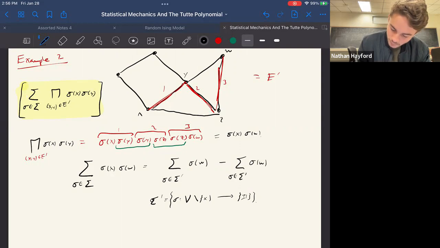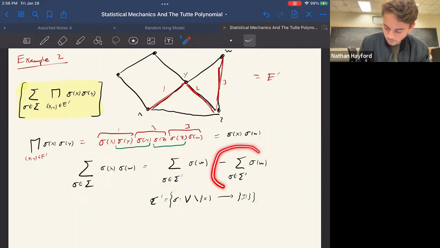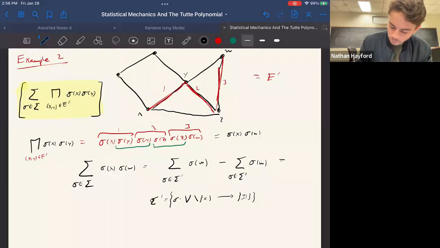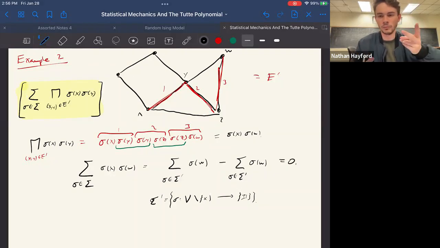So sigma of w minus the sum over sigma in sigma prime of sigma of w. So this comes from all of the elements of sigma which have sigma of x is plus 1, and this comes from all the elements of sigma which have sigma of x is minus 1. So I get overall 0. The sum is plus minus 1, plus minus 1, plus minus 1, and essentially all I'm saying is that the pluses and minuses all cancel out, so I get 0.